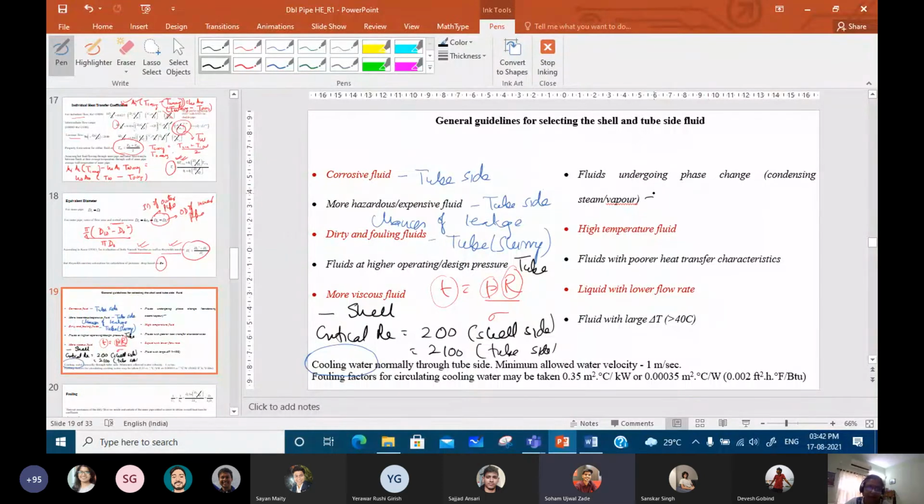Any idea? Maybe the shell side. Any specific reason? Yes, please. I think in the tube, the pressure would be lower. So that's why boiling or freezing point would be attained before as compared to when you do it in the shell side. Because pressure is lower, so you will reach the boiling point quickly in the tube side.